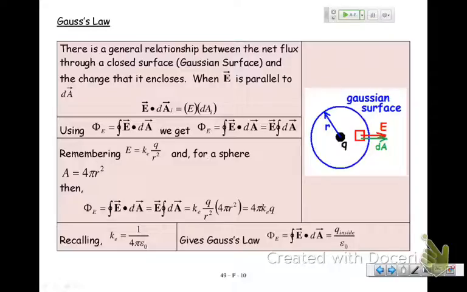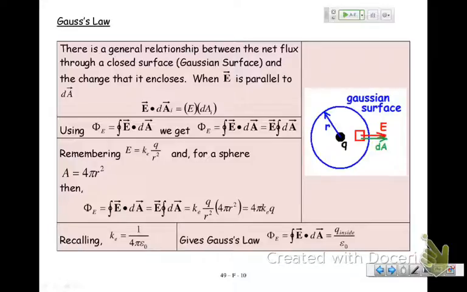And I did that for two reasons. One is that the electric field is going to be constant at a constant distance from the point source of charge. And the second is that because the electric field is radial and because the area on a surface of a sphere is radial, the area vector is radial, these two guys will be parallel to each other. So it simplifies my math.